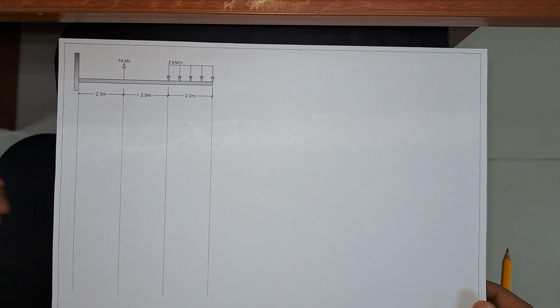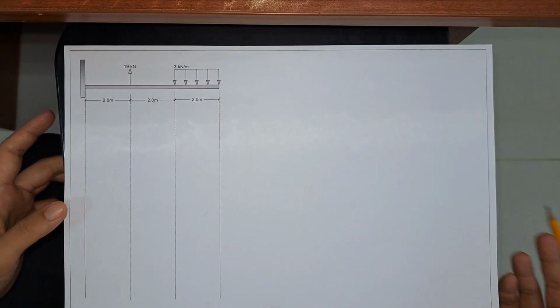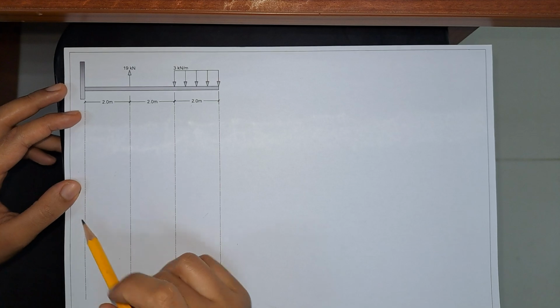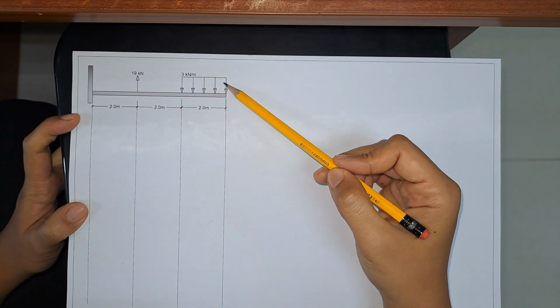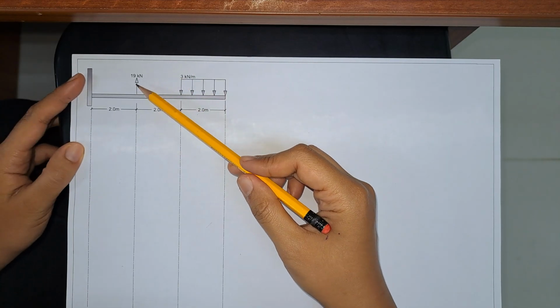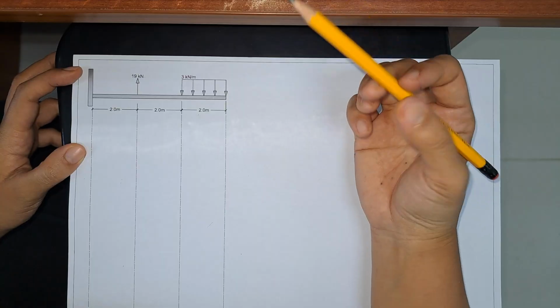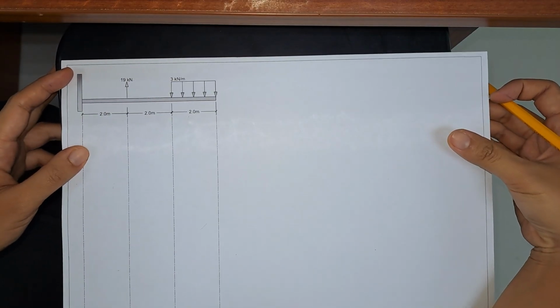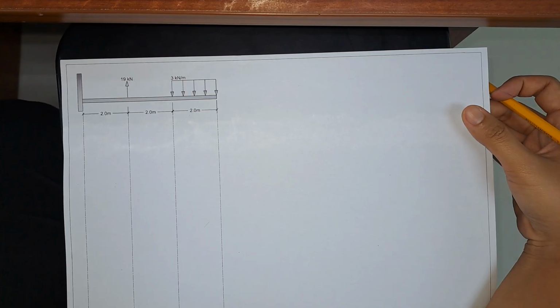Okay? Next example, we have here a cantilever beam. So the beam has a length of 6 meters, and it supports a uniformly distributed load of 3 kN per meter and a vertical upward load of 19 kN. So ganun pa rin, we will identify the shear and moment equations and at the same time draw the diagrams. Okay?